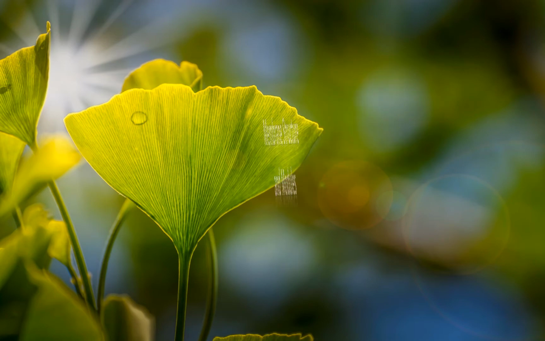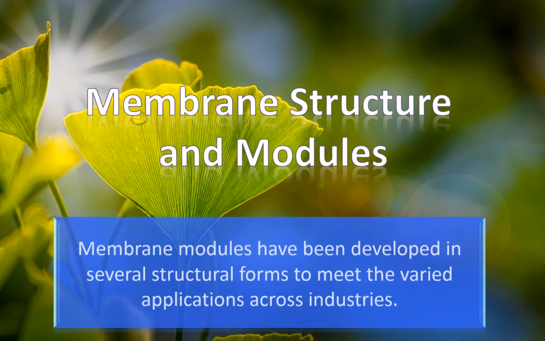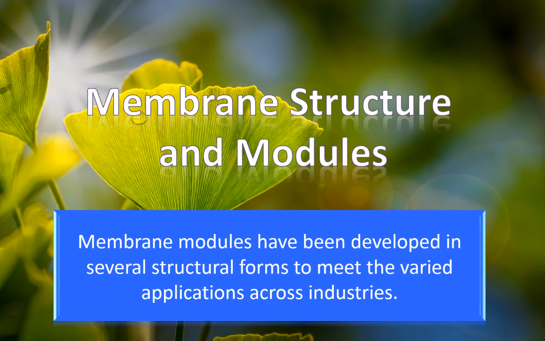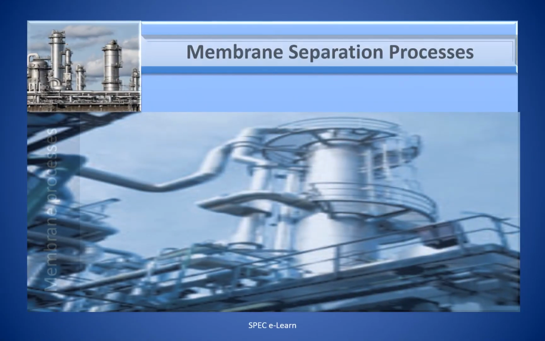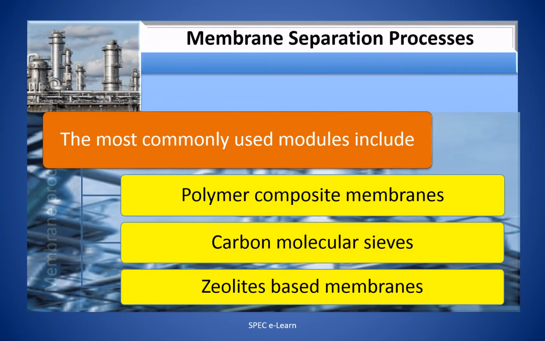Membrane modules. Membrane modules have been developed in several structural forms to meet the varied applications across industries. Since cost is an important factor, efforts are made to increase the packing density, whereby the area per unit volume of the membrane module is increased. Membranes have been developed out of materials that include polymer composite membranes, carbon molecular sieves, and zeolite-based membranes.